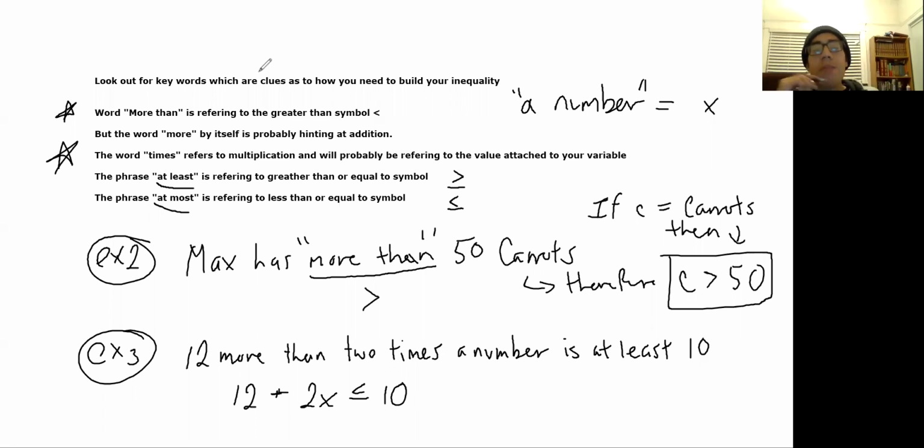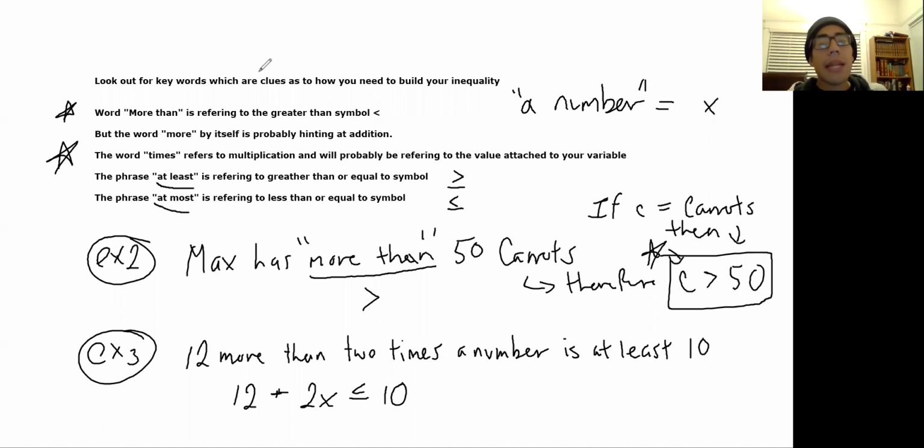So if Max has more than 50 carats, the value of the carats has to be bigger than 50. That's why we have this inequality saying C is greater than 50. How many carats does Max have? He has more than 50. That's all we know, so this is the proper inequality for it.